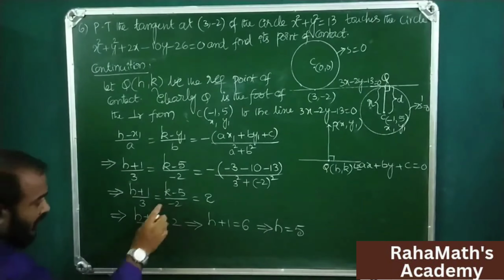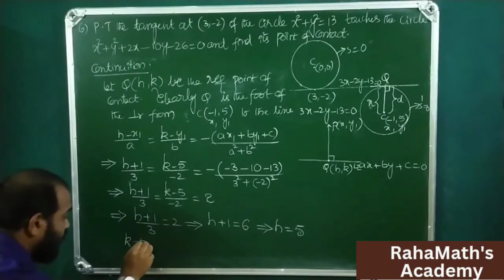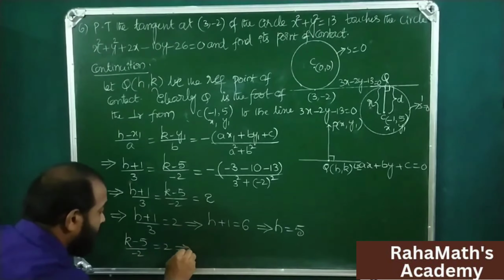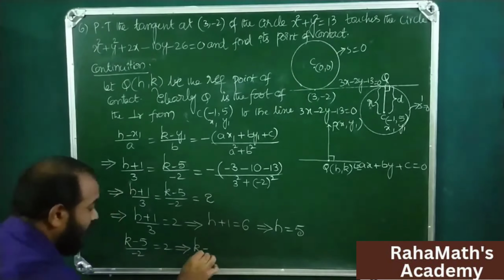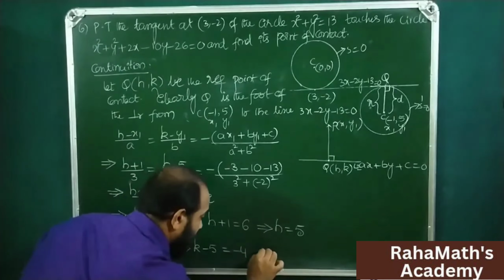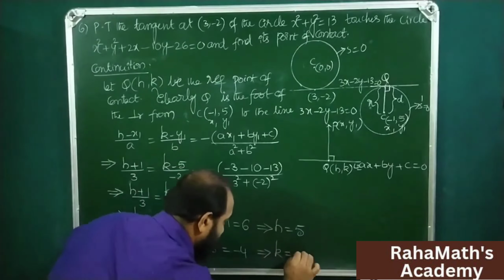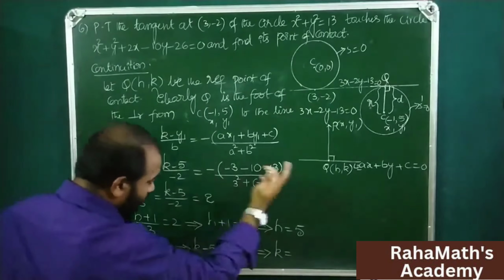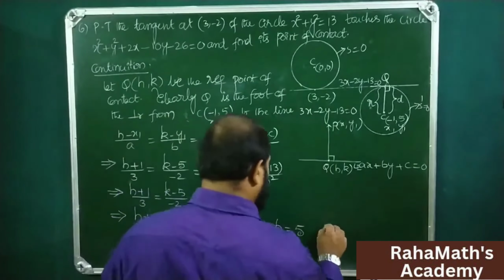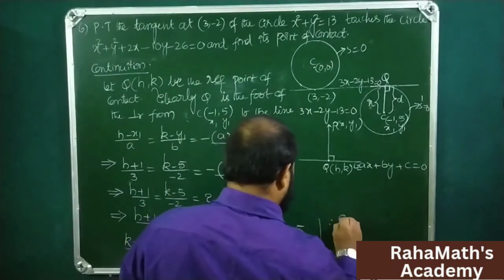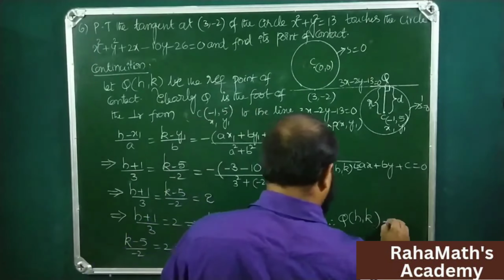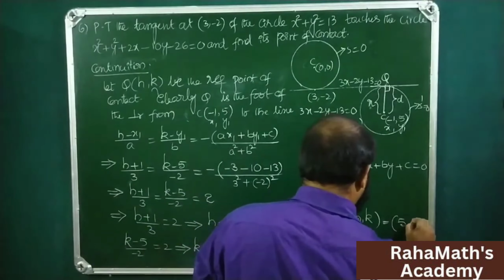Similarly, (k - 5)/(-2) = 2, so k - 5 = -4, so k = 5 - 4 = 1. Therefore, Q(h, k), the point of contact, is (5, 1).